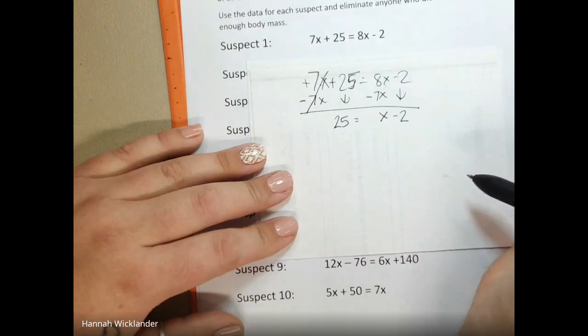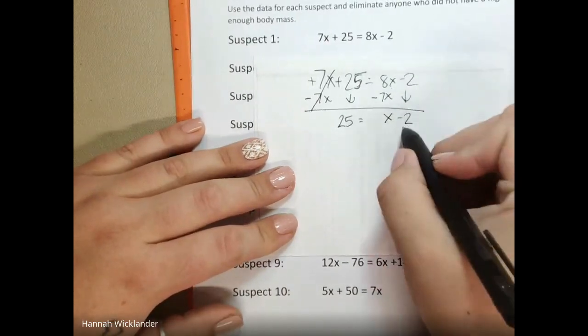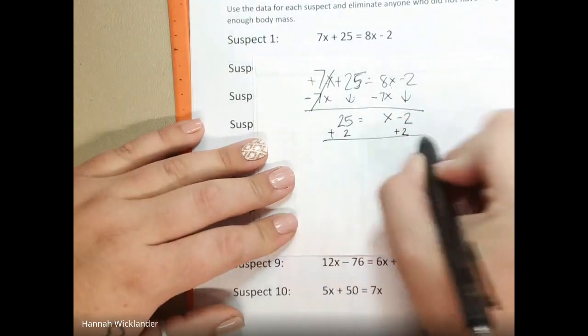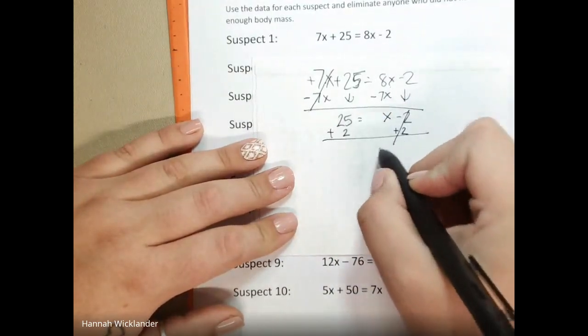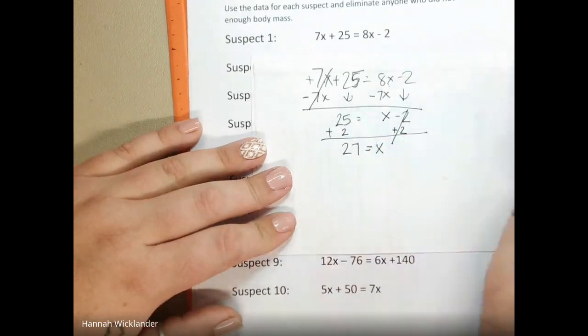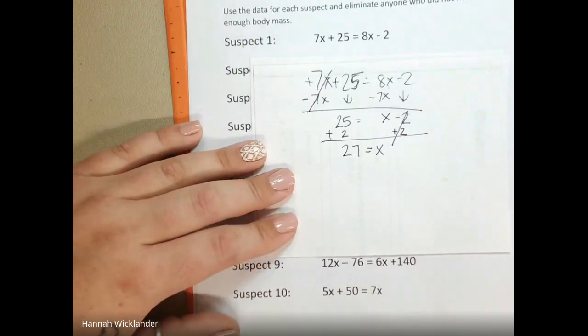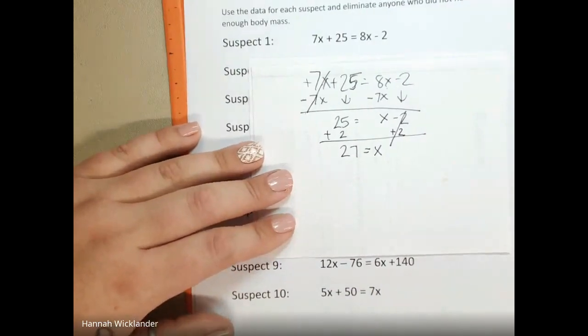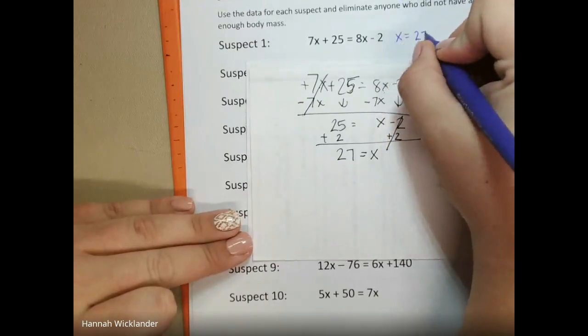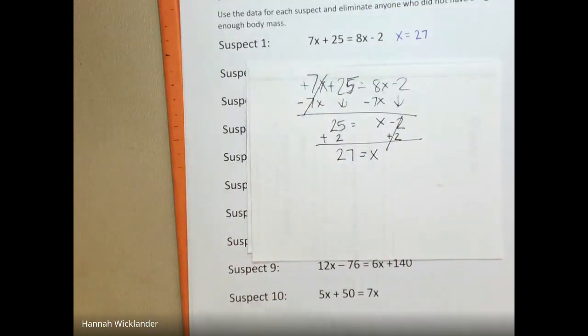So I want to get x by itself. In order to do that, I'm going to move my 2 over by doing the opposite of a subtraction, which is addition. Do that to both sides of the equation. My 2's cancel out, so I'm left with x on this side. 25 plus 2 gives me 27. So the answer to number 1 is 27. Does anyone need me to go over a step again where you don't quite understand what I did and need me to explain it again?